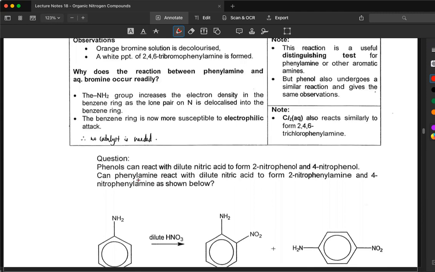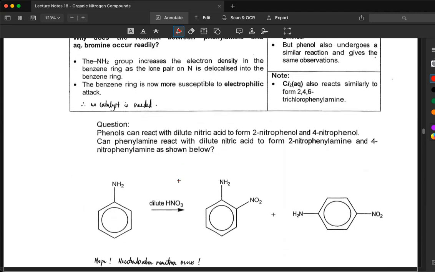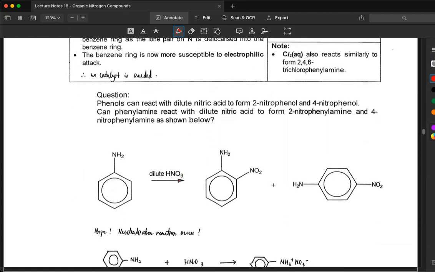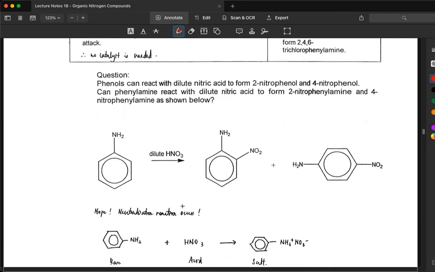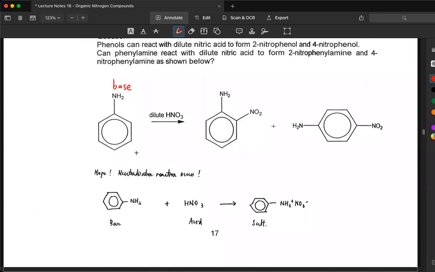Now, phenol can react with nitric acid to form 2-nitrophenol and 4-nitrophenol. Can phenylamine react with nitric acid? Answer is no. Instead, because this is a base and nitric acid is an acid, they will undergo neutralization. So this is not going to happen. What is going to happen is this one. It will undergo acid-base reaction to form a salt.